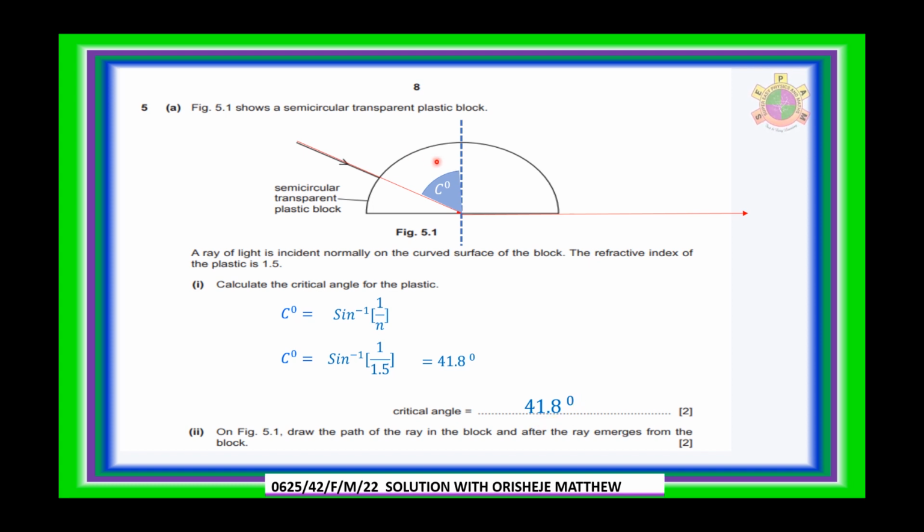So now the critical angle is 41.8, but let's measure this angle of incidence to see if total internal reflection will take place. Total internal reflection will take place if the angle of incidence is higher than the critical angle, but it will not take place if the angle of incidence is less than the critical angle. They say draw the path of the ray in the block after the ray emerges from the block.